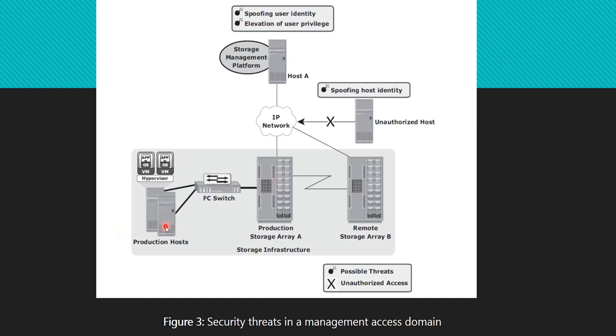Here we have the production host, which is connected to the FC switch over the SAN. This production host is sending the data to storage array A. This is the storage infrastructure for this production host. This storage array further uses the remote storage array B for the purpose of backup and replication. So all the data which is stored here is sent to the remote storage array B. And then we have an external host with the storage management platform, which is connected using an IP network.